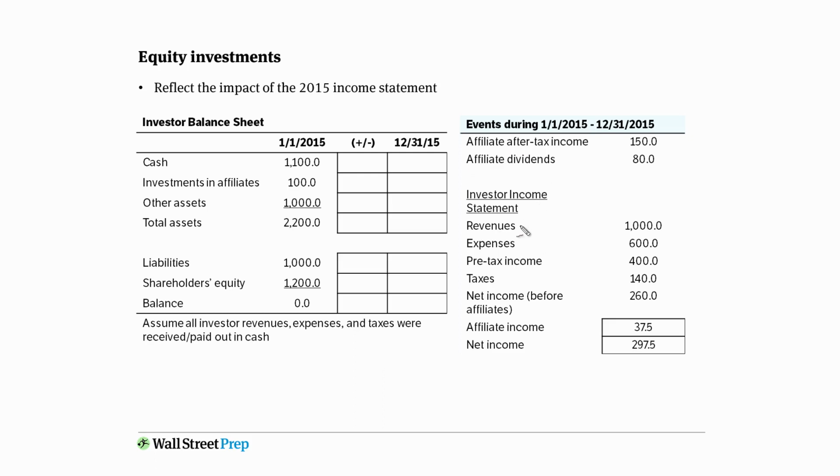So now that we've identified the income statement, let's reflect the cash impact of this income statement, which captures a whole bunch of affiliate income. The first thing that we want to do is recognize that if the shareholders' equity goes up by net income during the period, so we're just going to reflect an increase of 297.5.